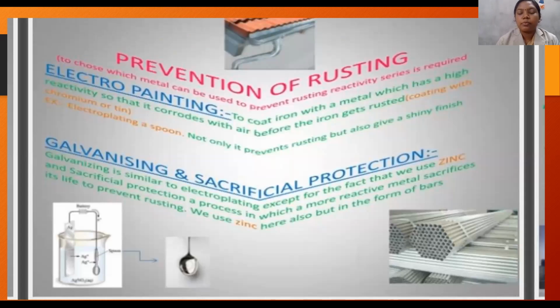The next application is prevention of rusting, that is, to choose which element can be used to prevent rusting, the reactivity series is required. First one is electroplating, then galvanization and sacrificial protection. Electroplating: to coat iron with a metal which has a high reactivity, so it corrodes with air before the iron gets rusted. Then galvanization. Galvanization is similar to electroplating, except that we use zinc. Sacrificial protection is a process in which a more reactive metal sacrifices itself to prevent rusting. We use zinc in the galvanization reaction.